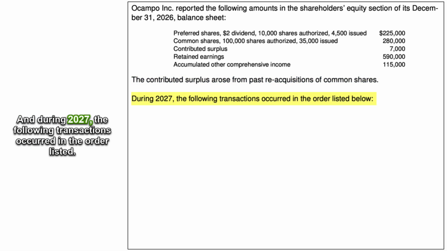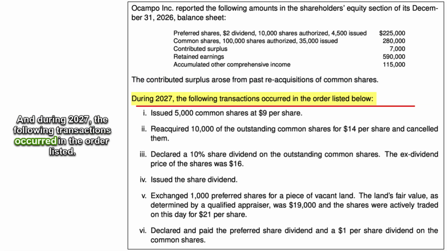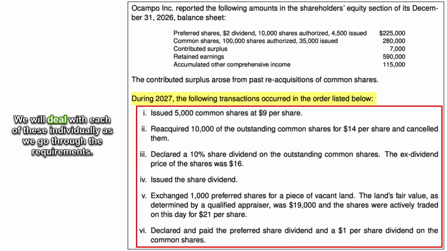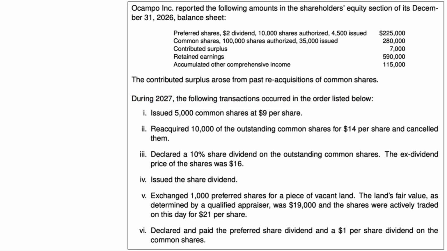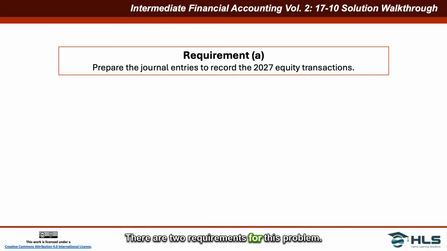And during 2027, the following transactions occurred in the order listed. We will deal with each of these individually as we go through the requirements. There are two requirements for this problem. Requirement A asks us to prepare the journal entries to record the 2027 equity transactions.